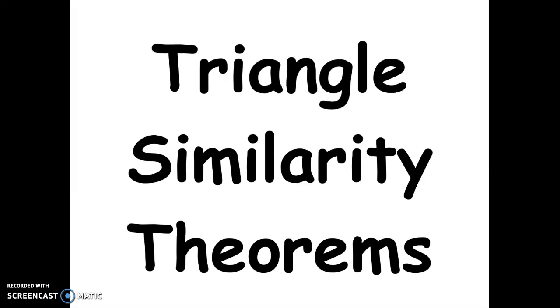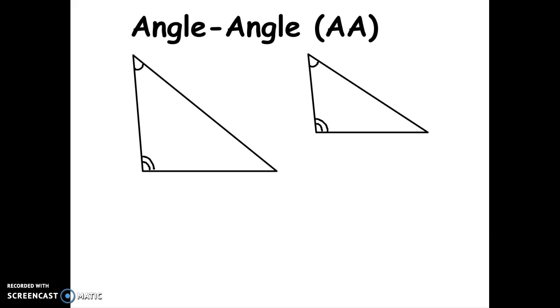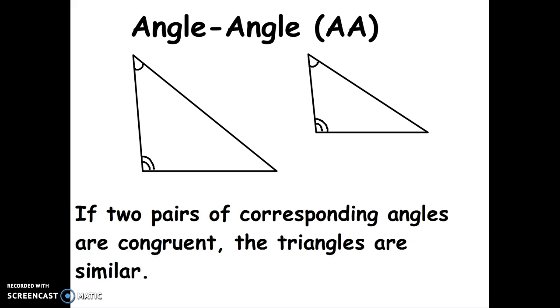Triangle similarity theorems. So we talked about how to tell if two figures are similar. Well, these are going to provide us with shortcuts to see if two triangles are similar. First one is angle-angle, or AA. If two pairs of corresponding angles are congruent, then the triangles are similar.